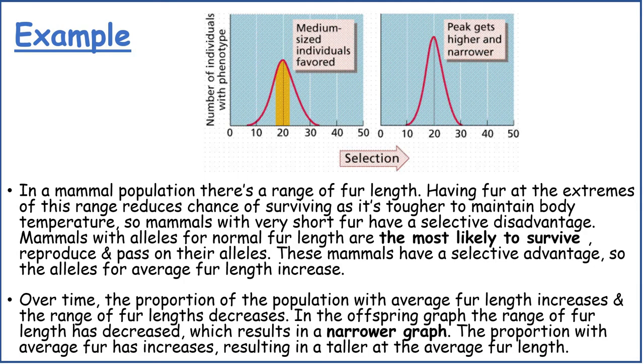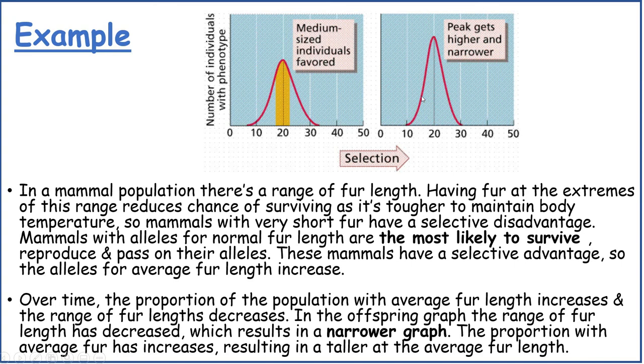One example of this is in a mammal population, where there's a range of fur lengths, and having fur at the extremes of this range reduces the chance of surviving because it's harder to maintain body temperature. So mammals with very short fur have a selective disadvantage. But mammals with normal fur lengths are the most likely to survive, reproduce, and pass on their alleles. These mammals have a selective advantage, so the alleles for average fur length increase. So you can see that the peak gets higher and the curve gets narrower.